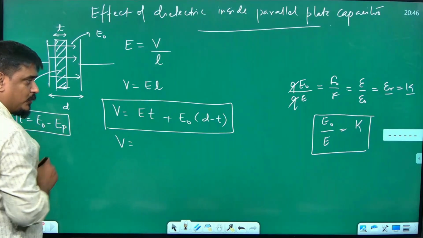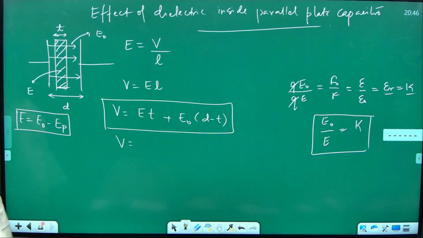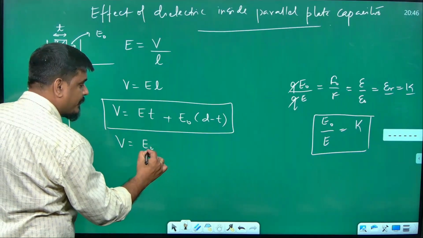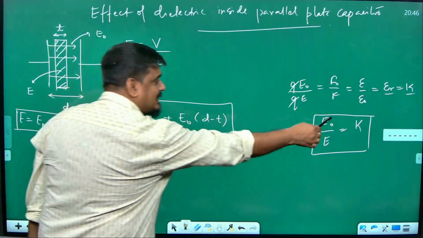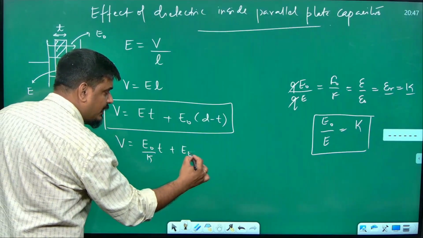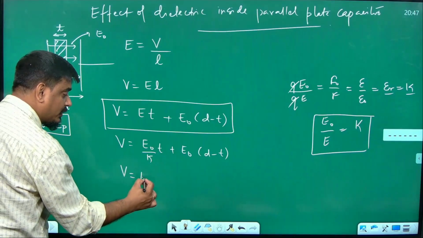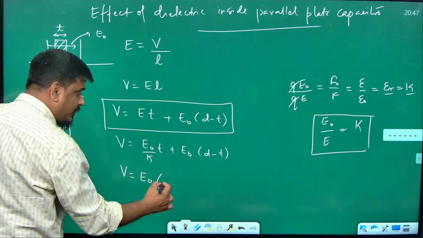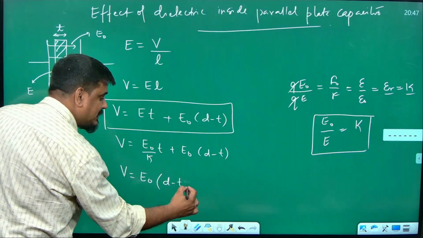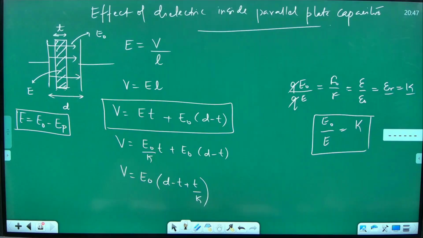V will become equal to, just now I wrote there the E naught and E relationship, isn't it? So can I write E as E naught by K, kappa, which will be plus E naught into D minus T. Now I can take common what? E naught. V will become equal to E naught into D minus T plus T by kappa. Can I write like this?